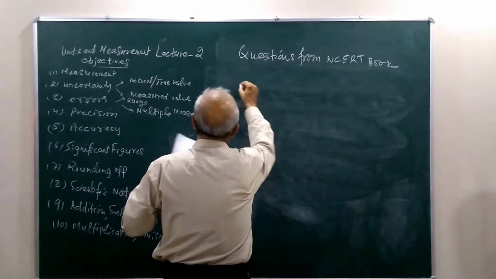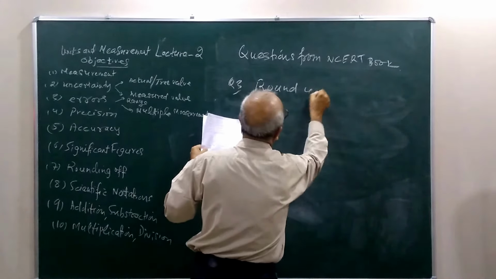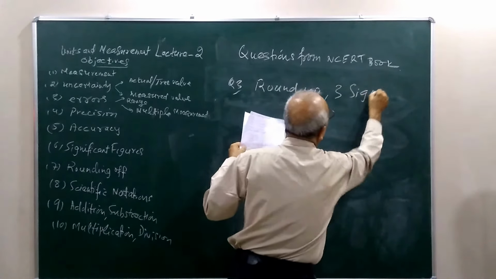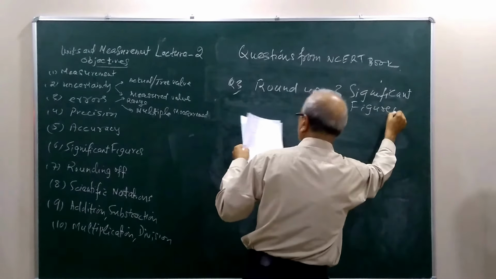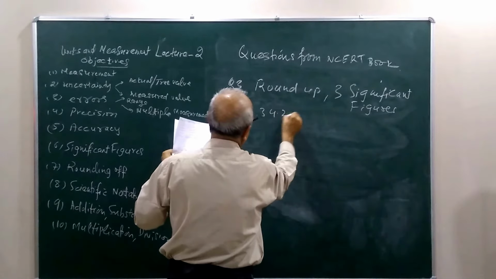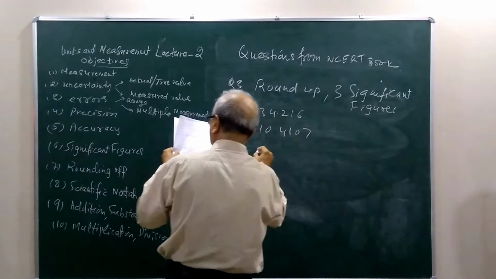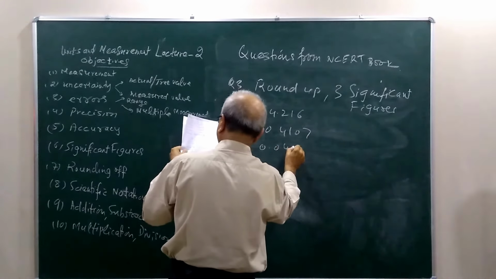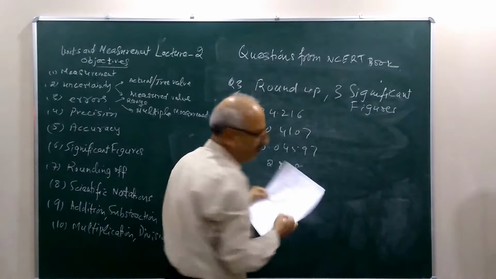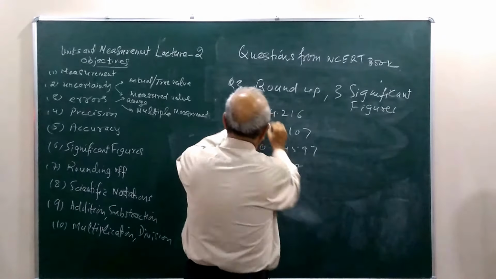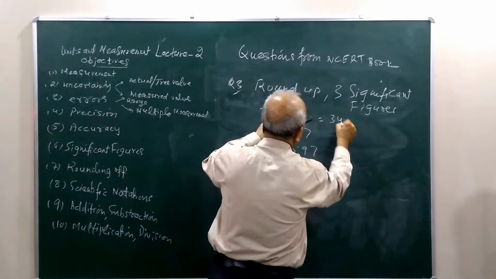Now we are coming to another question. Question 3. Round off to 3 significant figures: 34.216, 10.4107, 0.04597 and 2808. Round to 3 significant figures: 1, 2, 3. Now the number is 34.2.